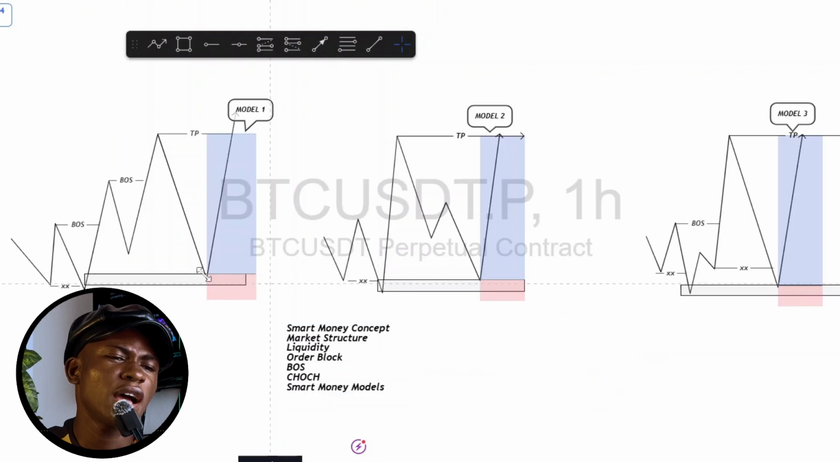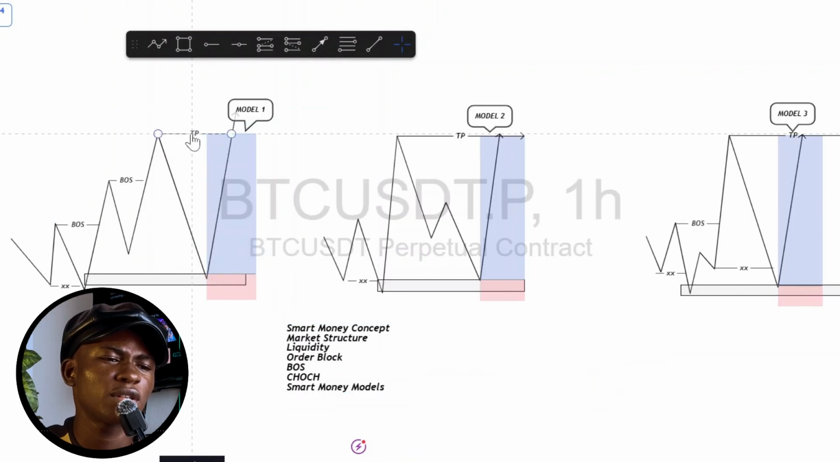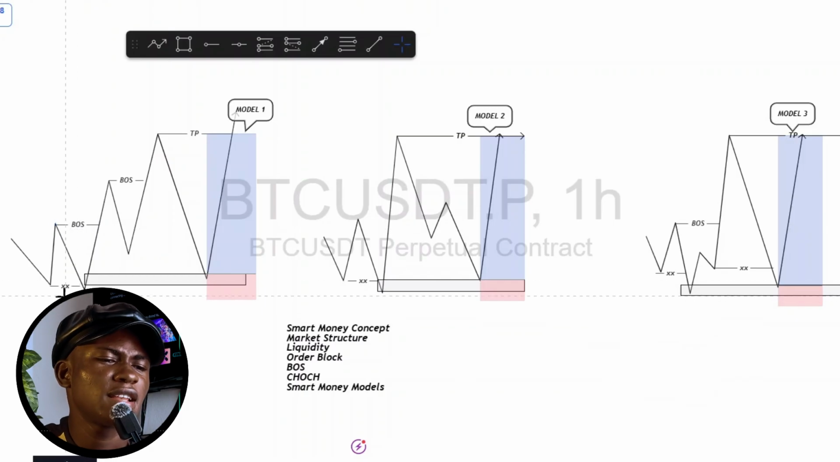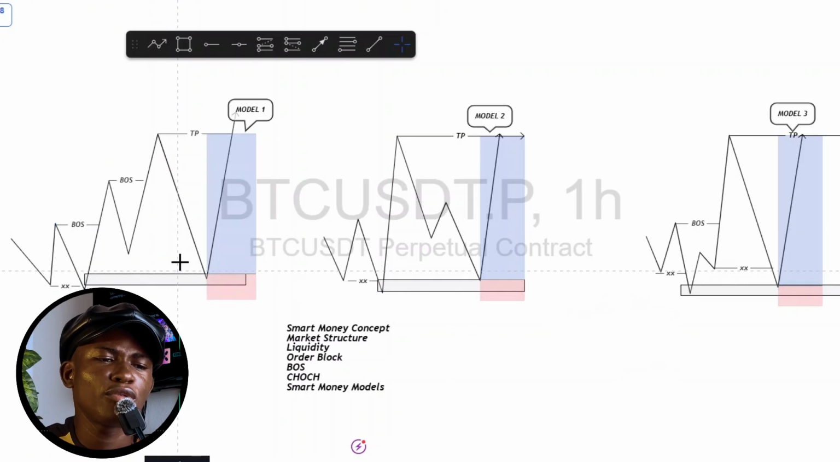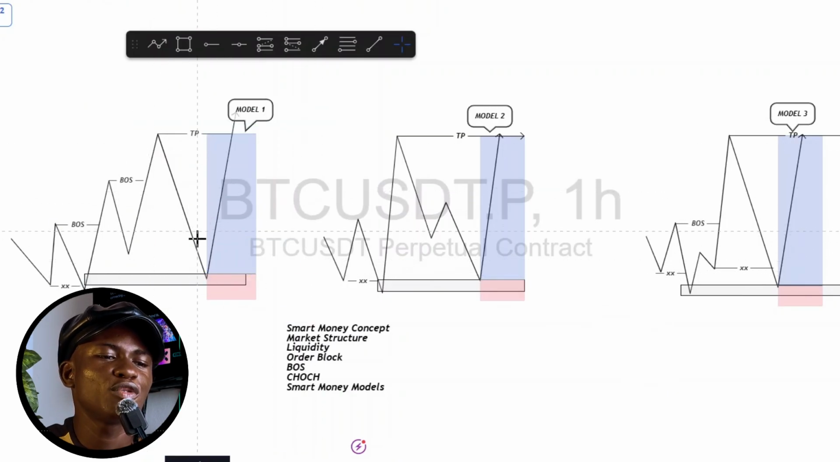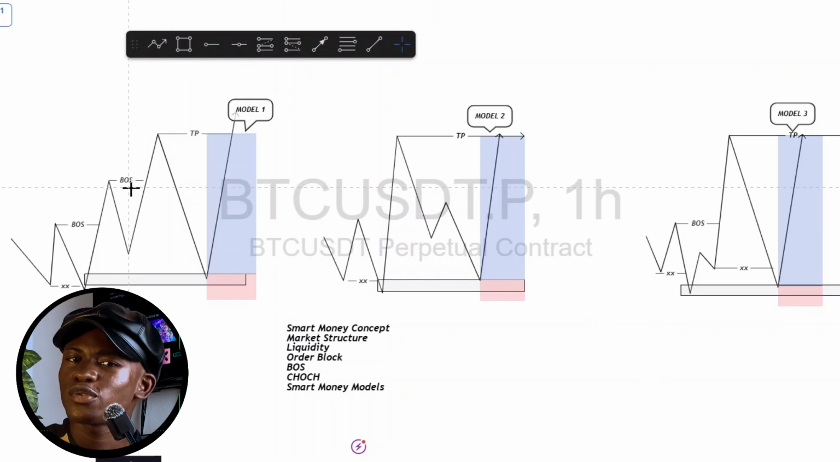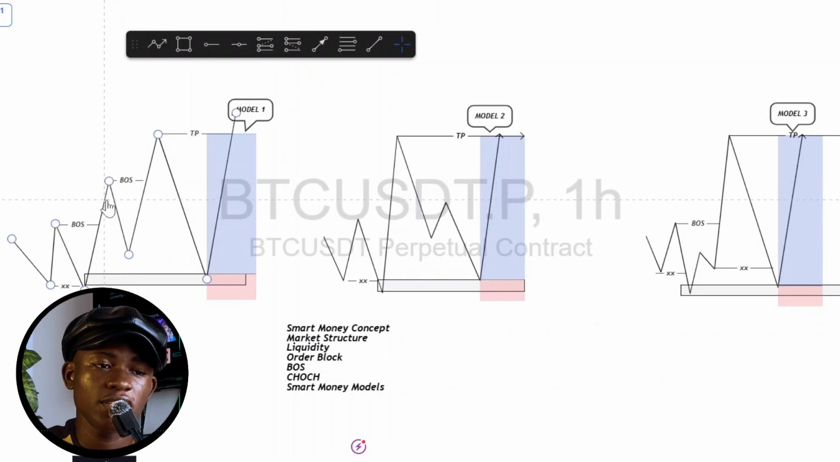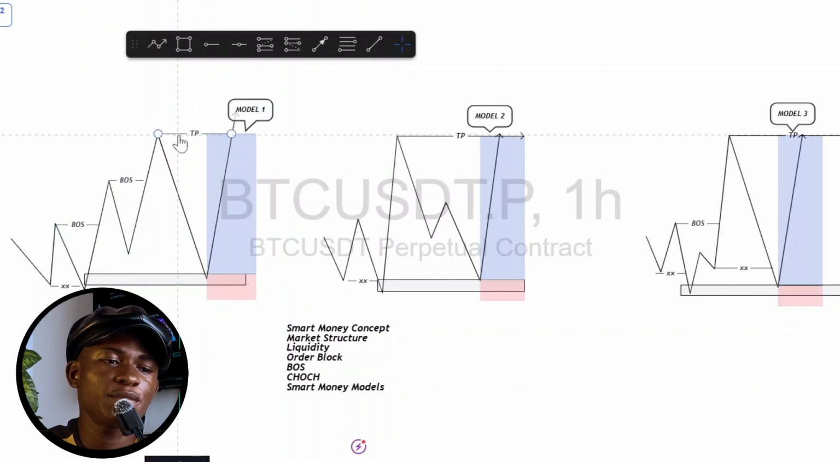So first we have model 1. We have our TP, we have a BOS, we have another BOS, then a sweep in market structure, a sweep in liquidity, an order block, and then boom. I'm going to explain what BOS means. BOS means break of structure. We had 2 BOS on this model, and where I placed my TP is my recent high.